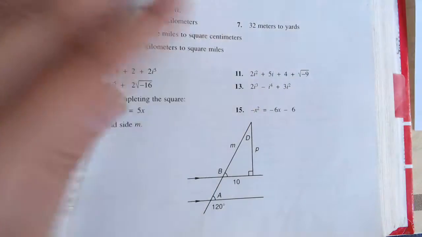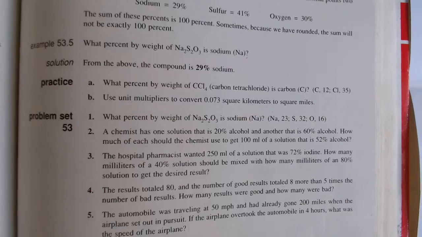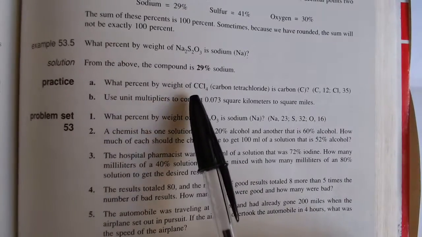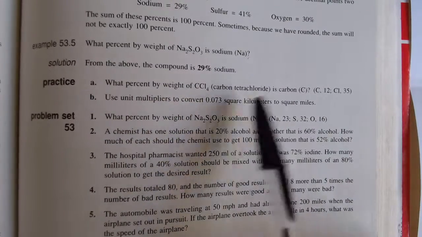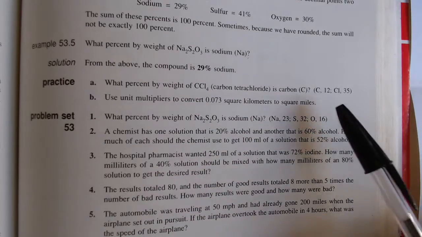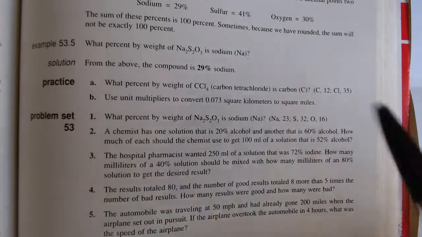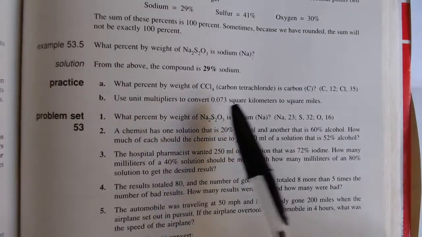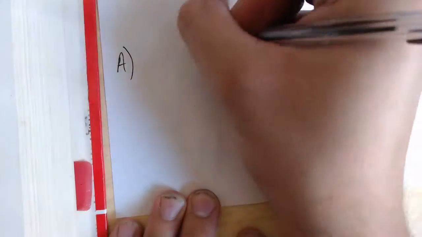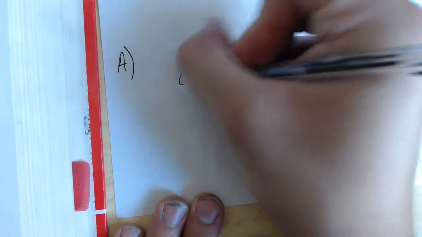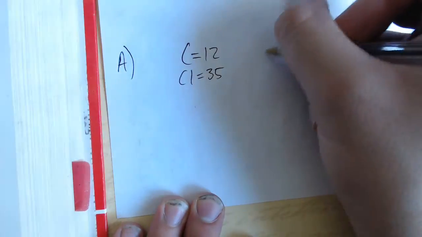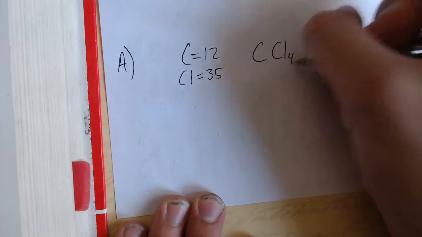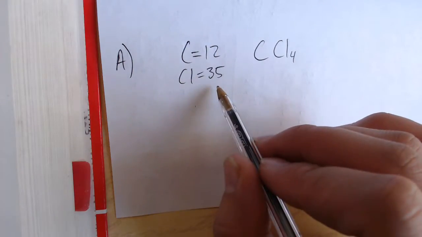But chemists use calculators. So, starting with practice A, they ask us what percent by weight of CCl4, or carbon tetrachloride, is carbon, and then they tell us the molecular weight of carbon, which is 12, and chlorine, which is 35. So to find this, first we have to find the total weight of carbon tetrachloride. So if carbon is equal to 12 and chlorine is equal to 35, and we have one carbon and 4 chlorines, then we have to add 12 to 4 35s.